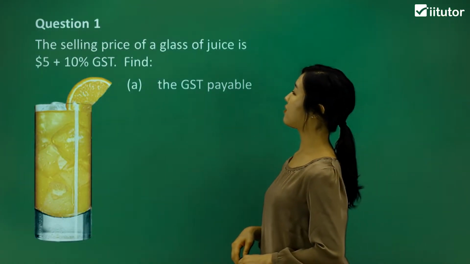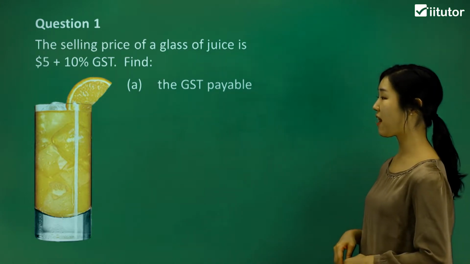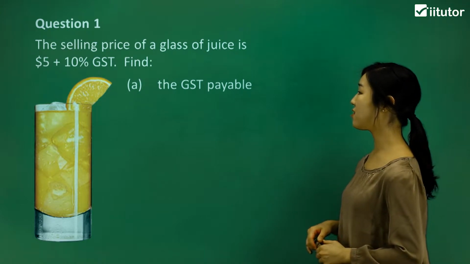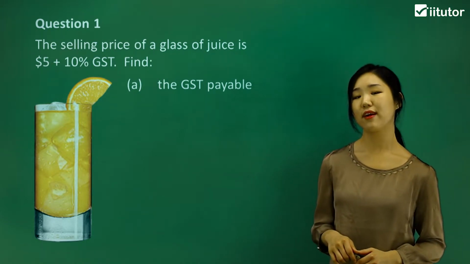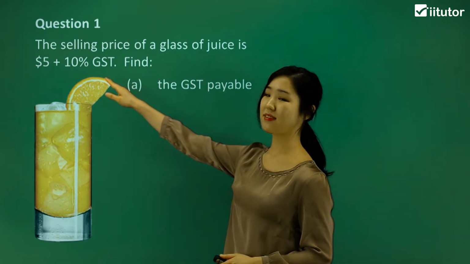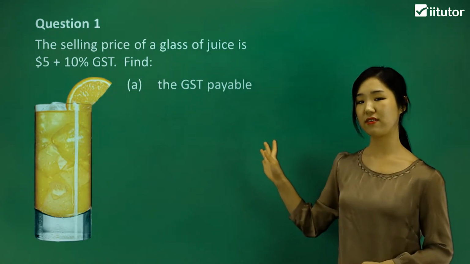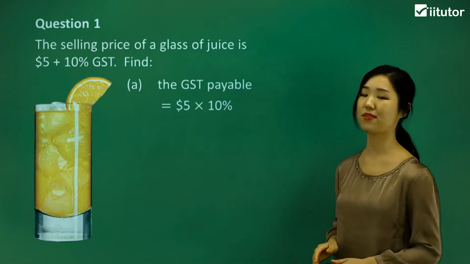The selling price of a glass of juice is $5 plus 10% GST. And we want to find the GST payable first. So the GST, they tell you it's 10%. And the juice is $5, isn't it? So to find the GST, we're simply going to do 5 times the 10%.